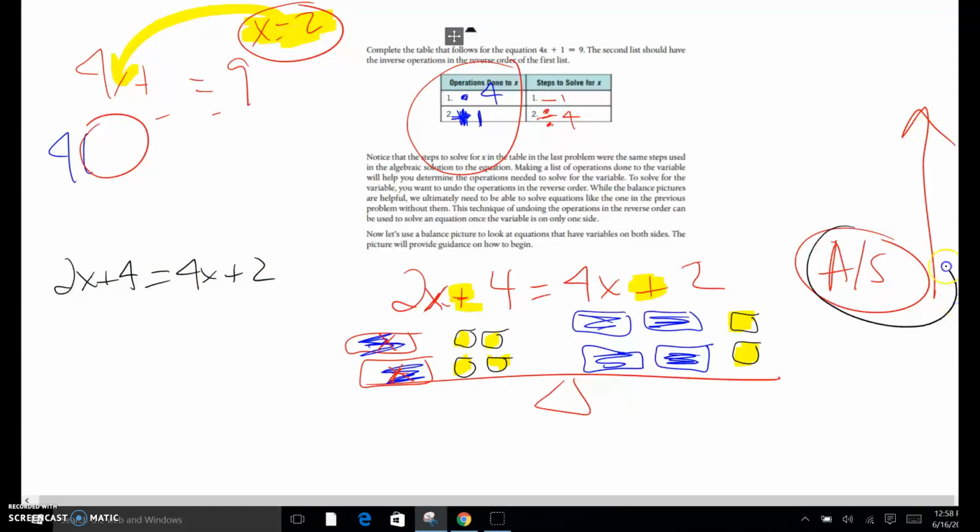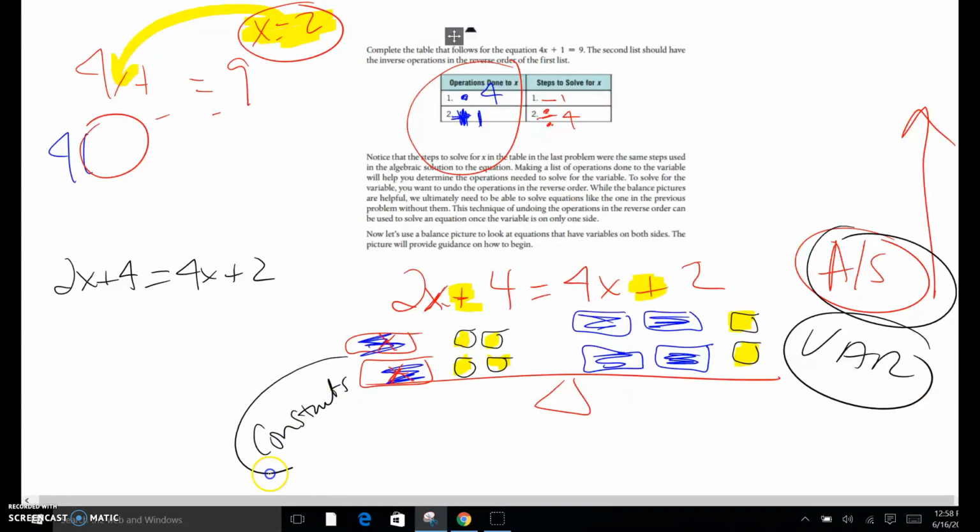So I have adding, so I'm going to have to undo it by subtracting. And so what I like to do is bring all of my blues, my variables, to one side, all my numbers to the other. So since I already have 4 blue ones over here, I'm going to have this be my variable side where all my variables are going to live. And then all my constants are going to live on this side. So that means I have to move some things around, take some things away.